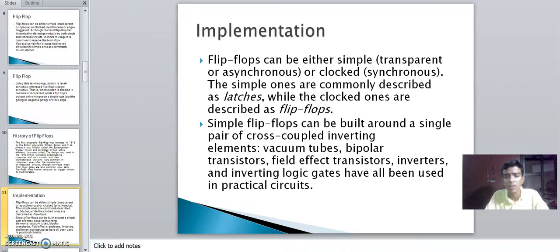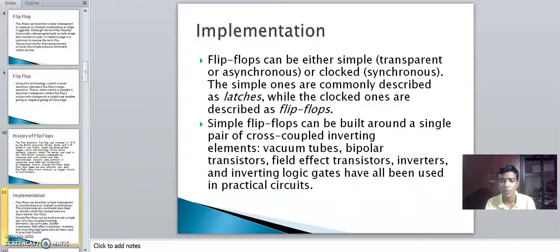Implementation of flip-flops. Flip-flops can either be simple, transparent, or asynchronous, or clocked, synchronous. The simple ones are commonly described as latches, while the clock ones are described as flip-flops. So flip-flops can basically be classified into many types. Under simple you get transparent and asynchronous, and under clock you get synchronous. The simple ones are most commonly called latches, while the clock ones are flip-flops.